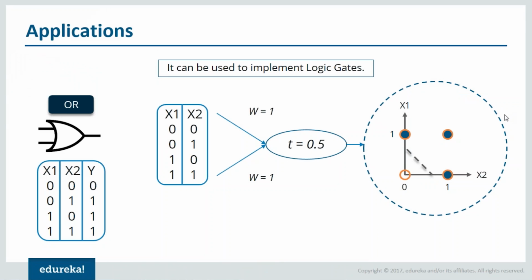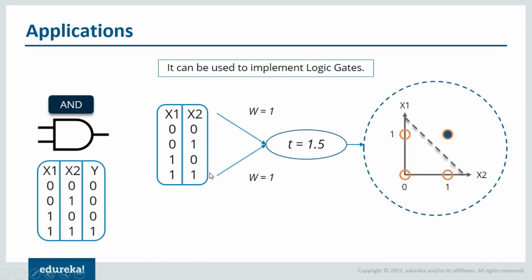And now if you notice, with the help of the single layer perceptron, we are able to classify the ones and zeros. So this line, anything above this line is actually 1, and anything below this line we have zeros. So this is how we are able to classify, or able to implement, the OR gate.